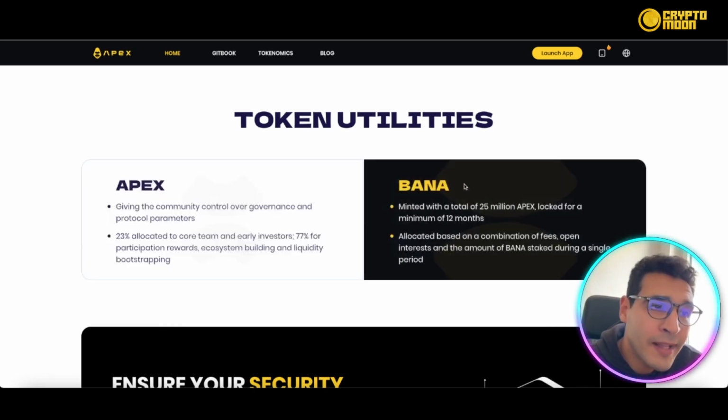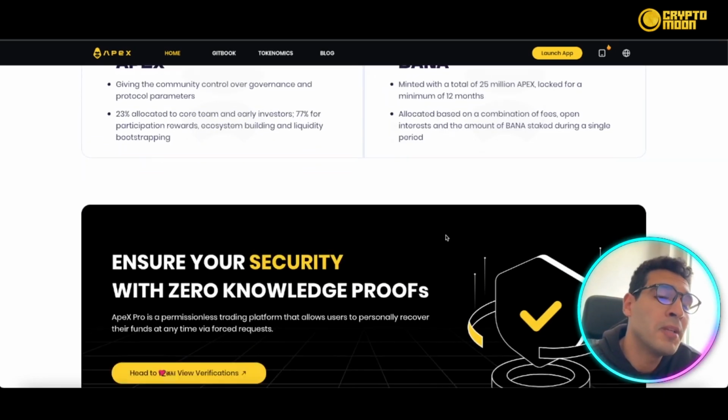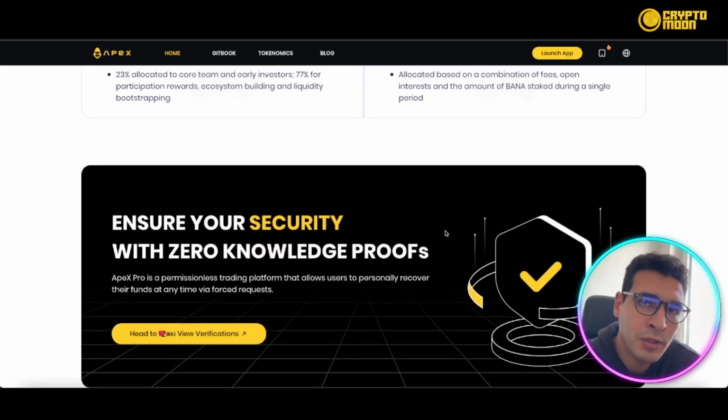Here the BANA is minted with a total of 25 million ApeX locked for a minimum of 12 months, allocated based on a combination of fees, open interest, and the amount of BANA staked during a single period. So that's a good understanding for you as someone who wants to get involved, to understand the difference and the tokenomics of the system.